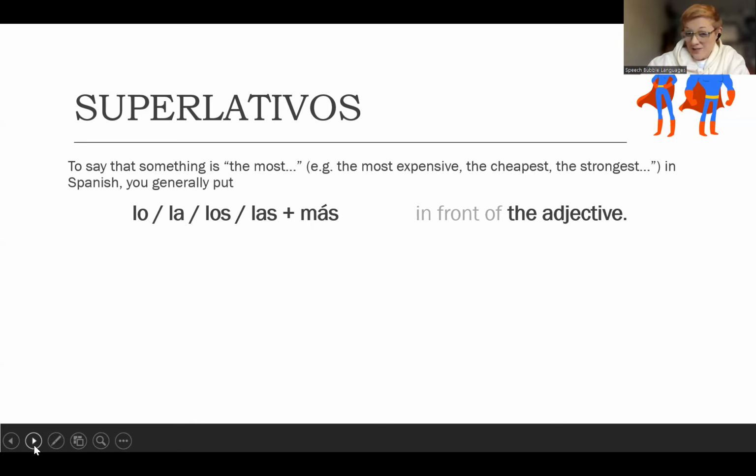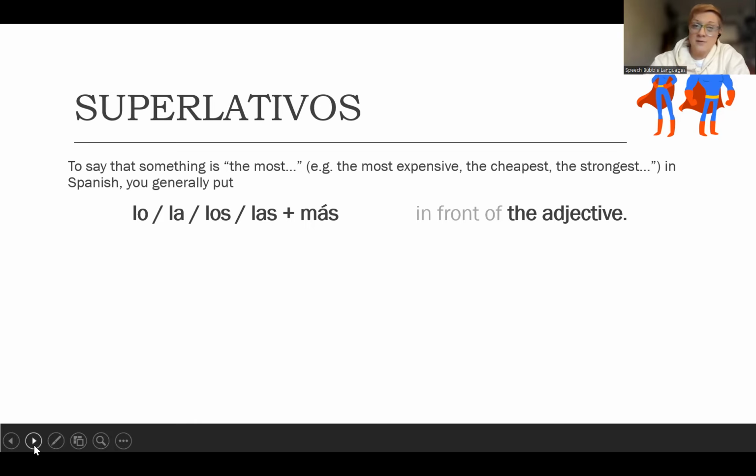Which of the lo, la, los, and las do you choose? Of course, you choose lo if the item you're referring to is a masculine noun, la for a feminine noun, los for a plural and either male or mixed gender noun, those are boys and girls, for example, and las in front of a feminine plural noun. We then follow, as I said, with the word más, and we put that right in front of the adjective. And by the way, we need to make the adjective agree too. You should be familiar with that by now.